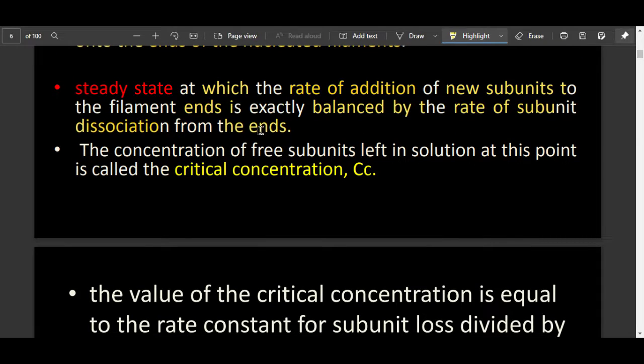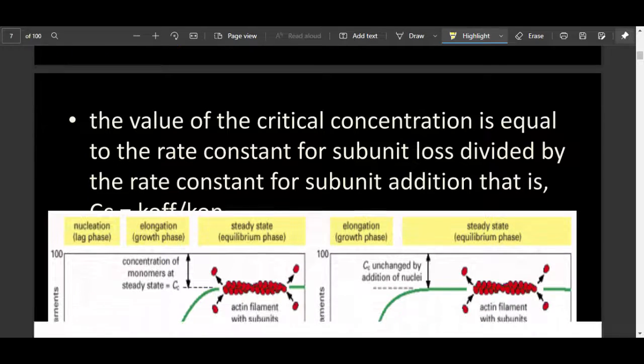The concentration of free subunits left in solution at this point is called the critical concentration. This is a new term in this topic: critical concentration. Some free subunits are left in solution, and they have a concentration. So the concentration of free subunits left in solution at this point is called the critical concentration.